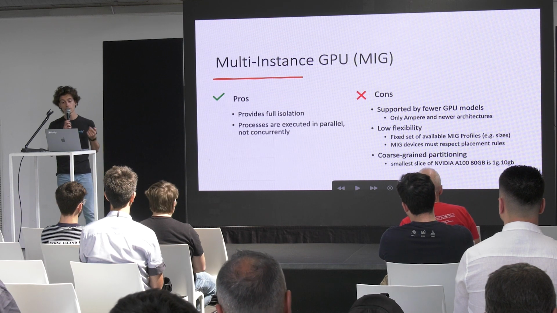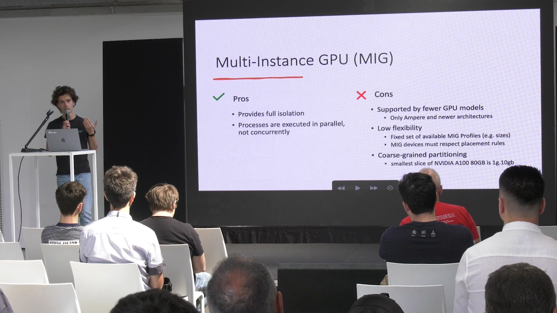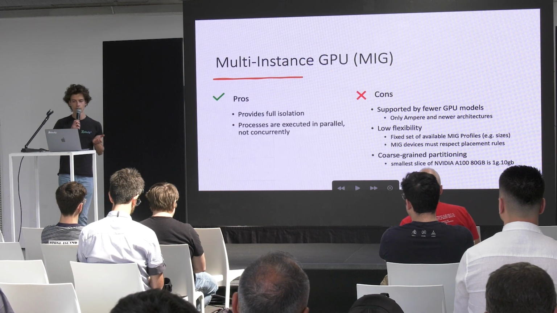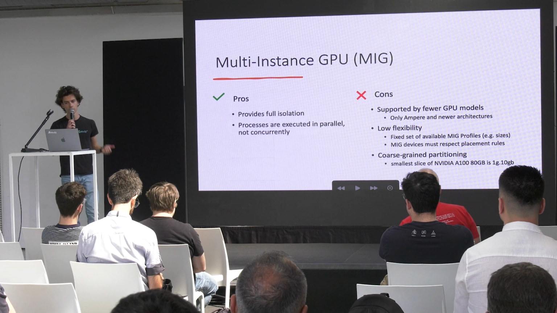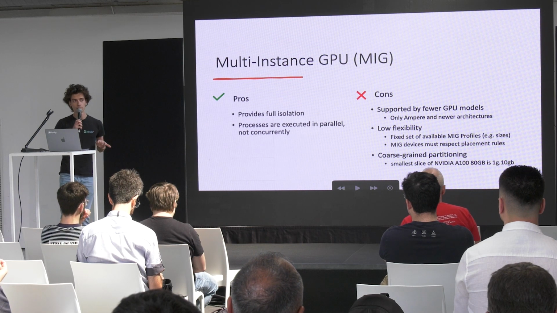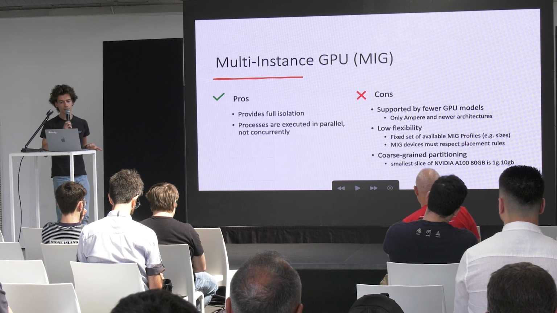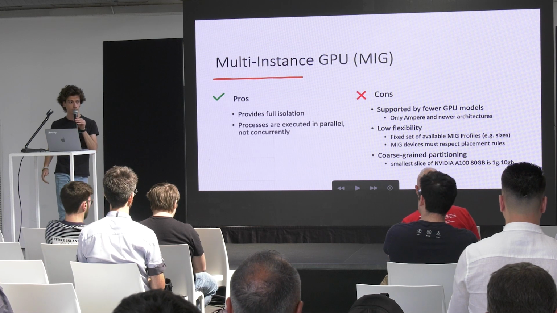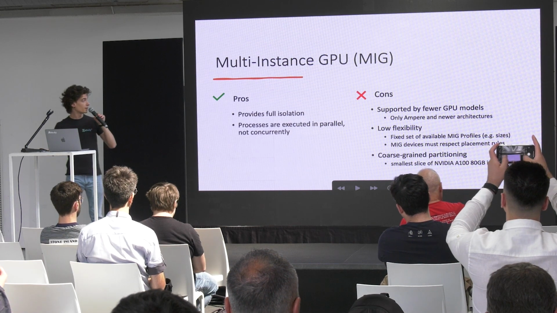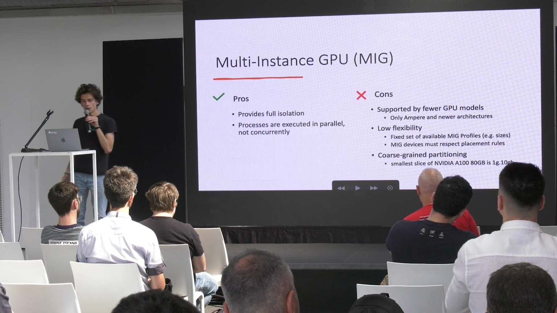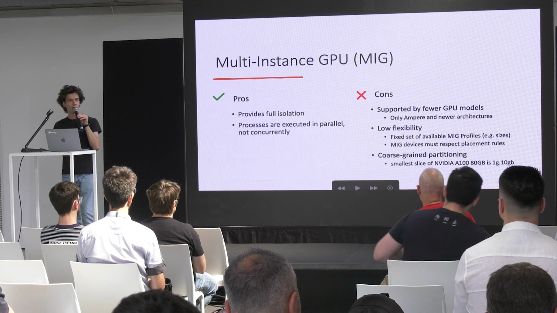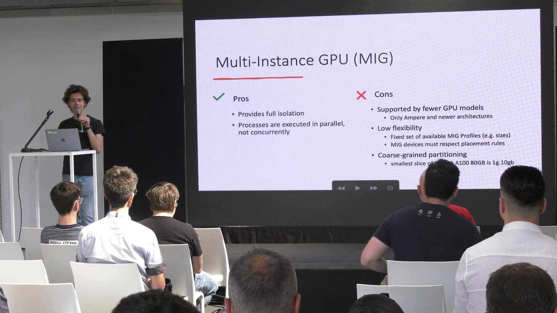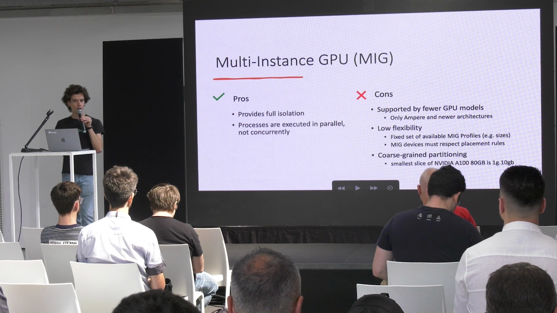However, multi-instance GPU is supported only by Ampere and more recent architectures. So there are not that many GPUs with which you can use MIG. You have low flexibility because you cannot choose your own slices. You can only choose between the available configurations, which is quite limiting. And also, you have a coarse-grained partitioning of the GPU. For instance, on NVIDIA A100 with 80 gigabytes of memory, the smallest available slice has 10 gigabytes of memory, which is quite a lot.